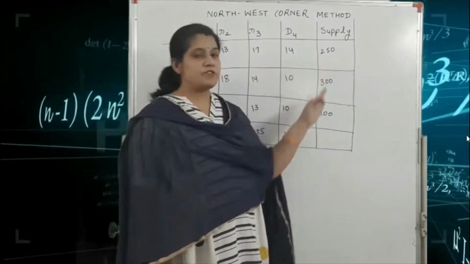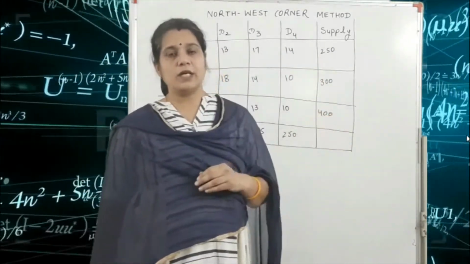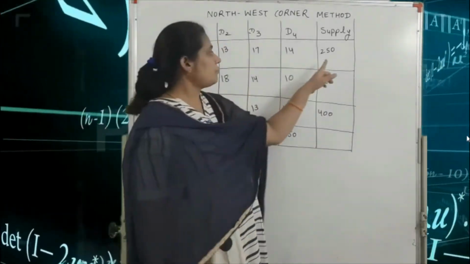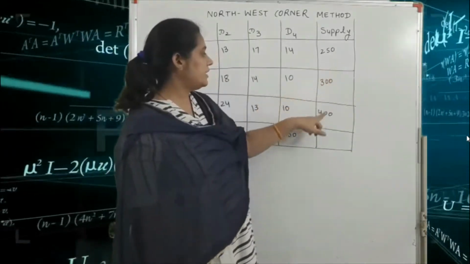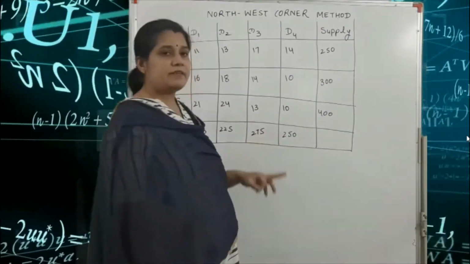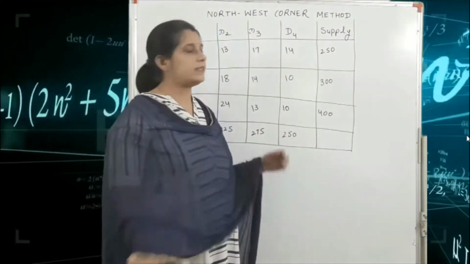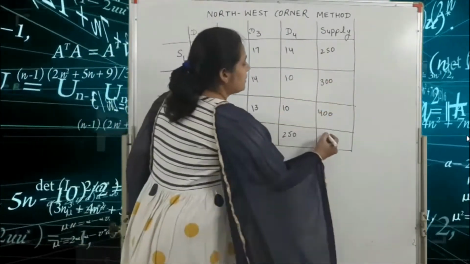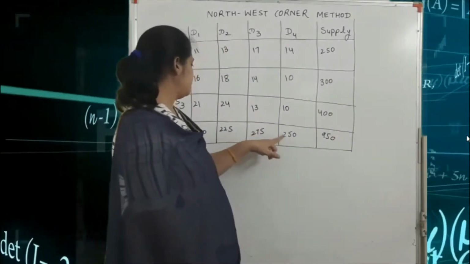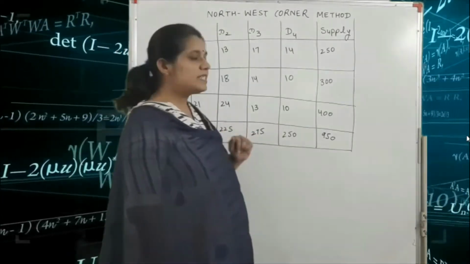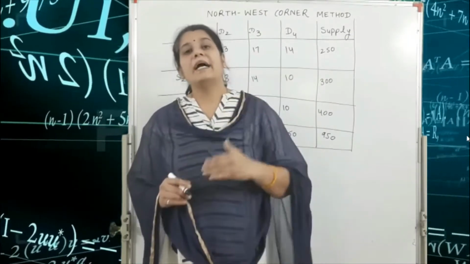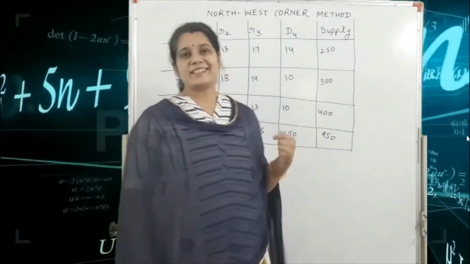First we check that the total supply and demands are equal, then we start the northwest corner rule. Here the supplies are 250, 300 and 400, and the demands are 200, 225, 275 and 250. The total supply is 950, and the total demand is again 950. That means supply and demands are equal, so this question is a balanced transportation problem. Got it? So let's start the solution.